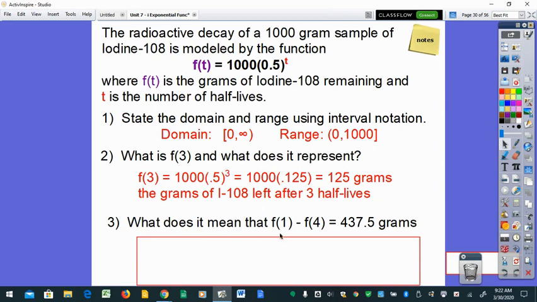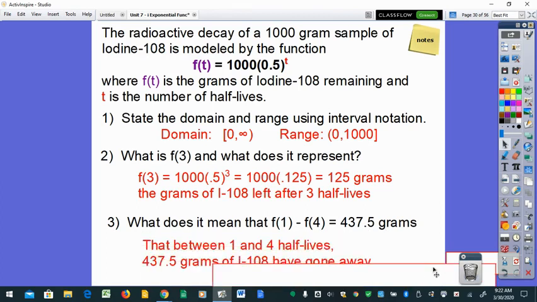How about this next one? What's f of 1 minus f of 4? So I'm going to put 1 in for t, do the math. I'm going to put 4 in for t, do the math, and I'm subtracting them, and this is the number that I get. So from the first half-life minus the fourth half-life, I have 437.5 grams. And what does that mean? That between 1 and 4 half-lives, the 437.5 grams of the iodine 108 have gone away.